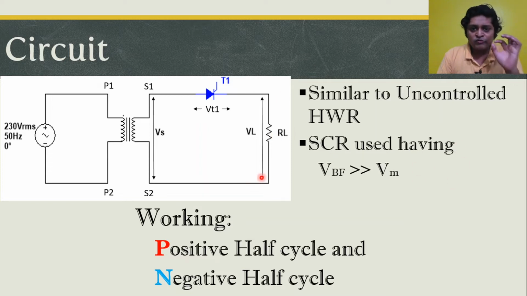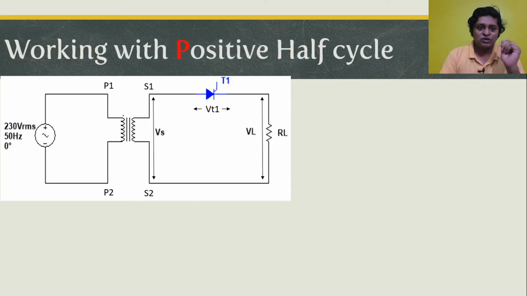One of the key things which we would like to mention here is that the SCR used in this circuit has a forward breakdown voltage value much higher than the maximum value of the supply voltage. Now we are going to divide this working into parts. One will be for the positive half cycle, then we go for the negative half cycle. So let's start with the first positive half cycle.